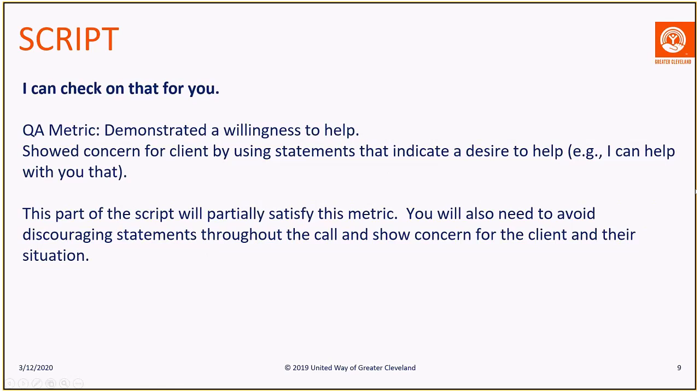All right. So the next line in the script is "I can check on that for you." And the QA metric that correlates with this is demonstrated a willingness to help. The definition of that metric is you've shown concern for the client by using statements that indicate a desire to help. So this portion of the script will partially satisfy that metric. So you do also need to avoid discouraging statements throughout the call and show concern for the caller and their situation throughout the call.